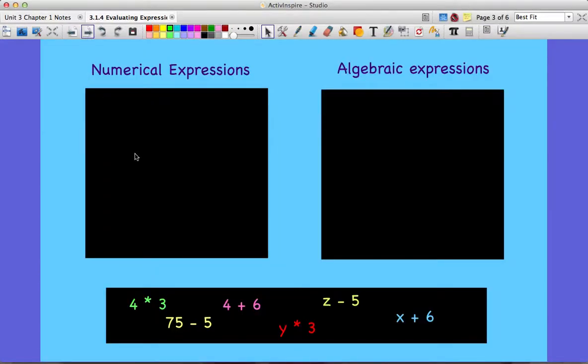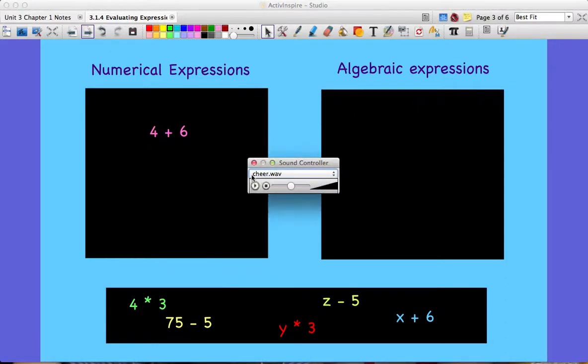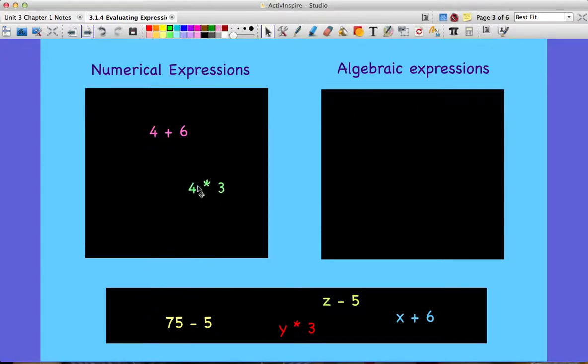Alright, so as a review, I want you to take a look at these and think mentally, you do not need to write this down, where would you put each of these? Would they be a numerical expression or an algebraic expression? In this case, it's only numbers, so it's a numerical expression. Again, 4 times 3 is only numbers and operation symbols, so it's numeric. 75 minus 5 is also only numbers and operations, so it is numeric.